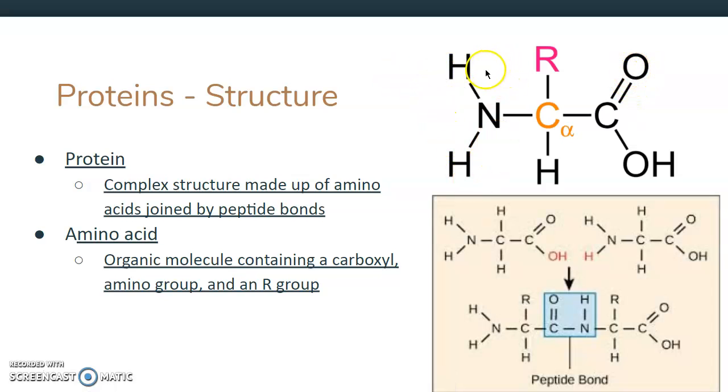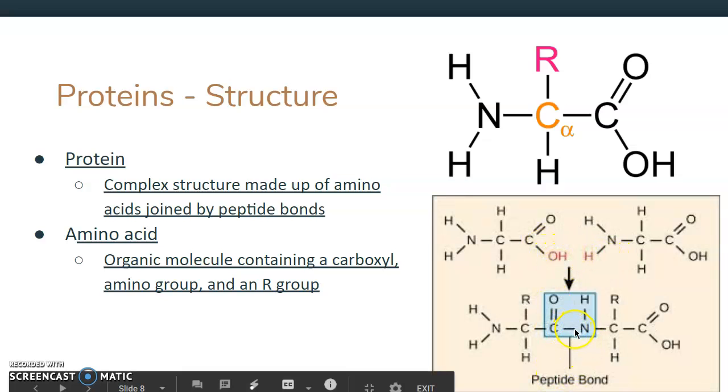We have our amino group on the left, we have our R group on the top, and a carboxyl group on the side with this middle carbon. And then also, I think we touched on last time that when we join many of these amino acids together to get our macromolecule of a protein, we take this hydrogen from one amino acid right here and the hydrogen of another, and we lose this H2O, which is water, to form a bond.